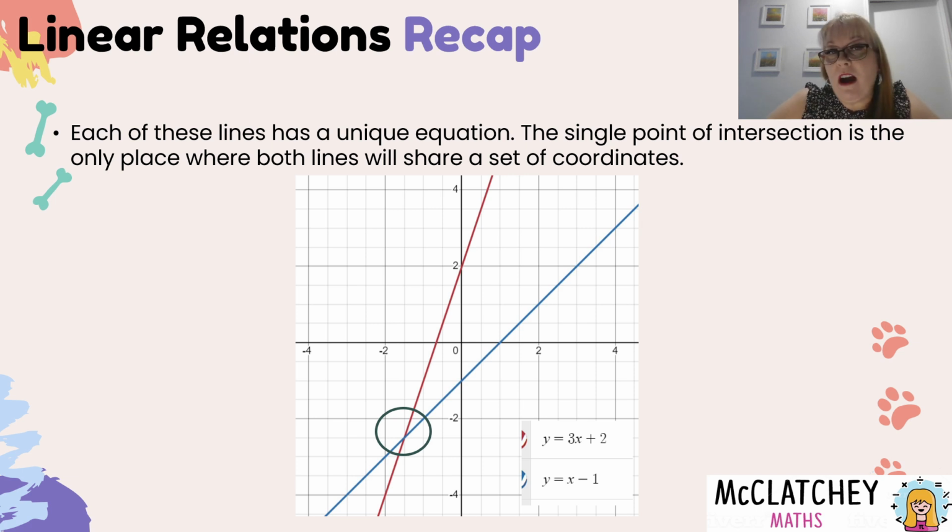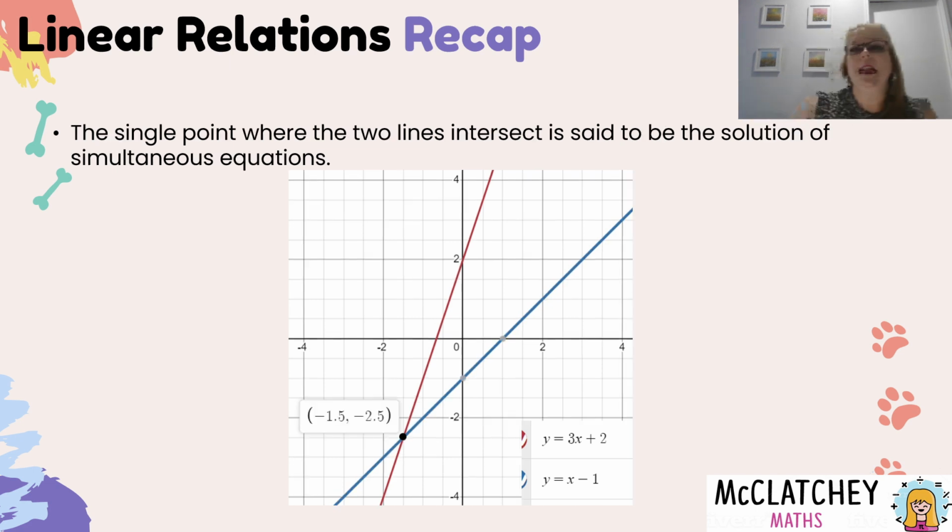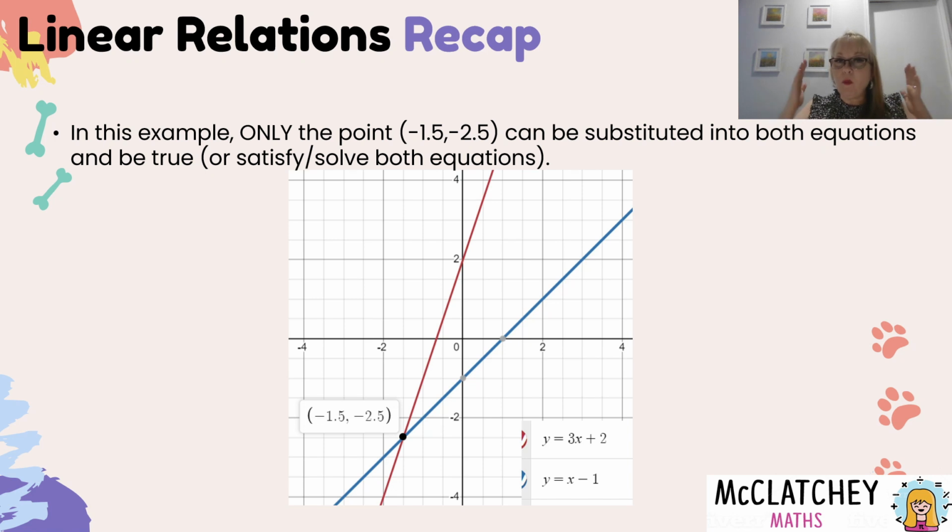And I'm using Desmos graphing software today to demonstrate these principles. Now this single point of intersection is the only place where the lines will cross, and it will share a unique set of coordinates. In this case, the x value is negative 1.5 and the y value is negative 2.5. Now, because there's only one point that will be true on both lines, where both lines cross over, we can substitute negative 1.5 and negative 2.5 into both equations and they will both be true.